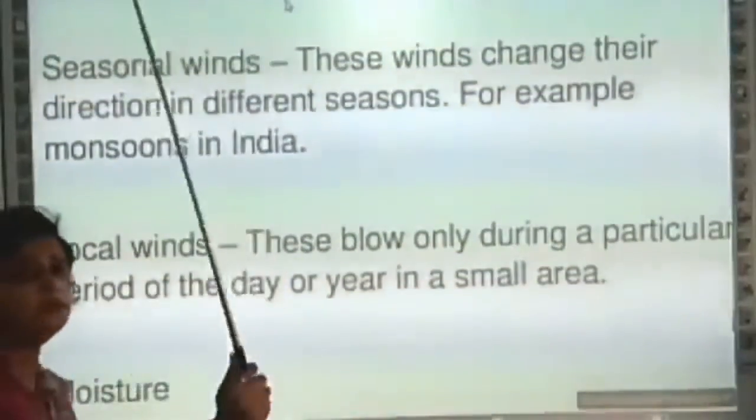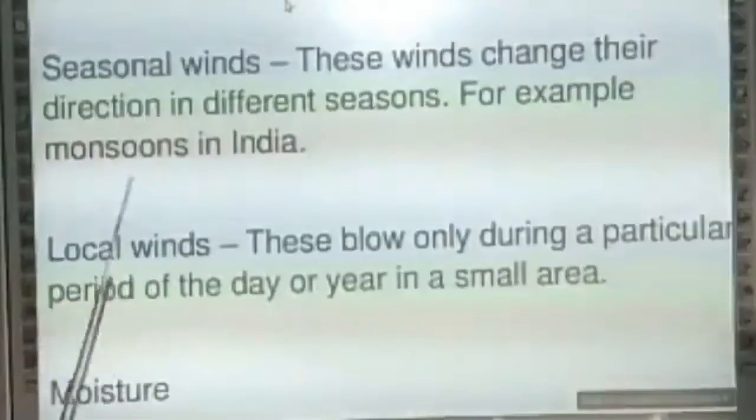Winds that blow in the same direction throughout the year are called permanent winds.